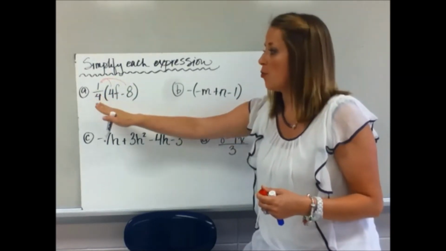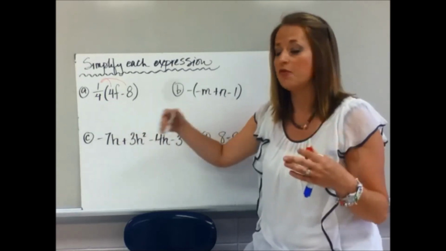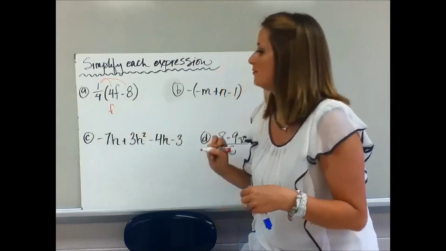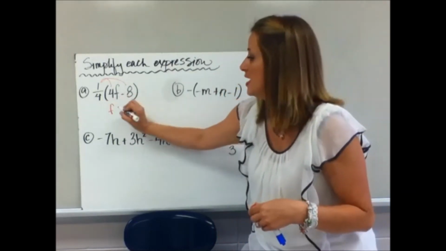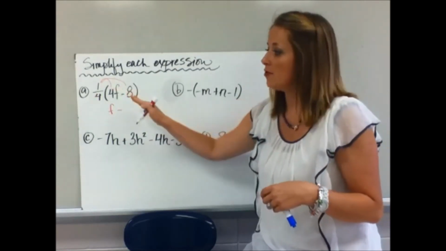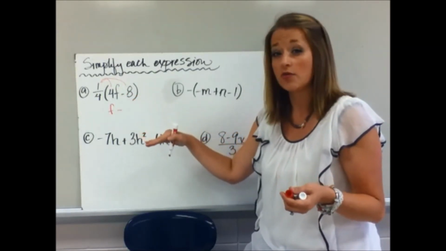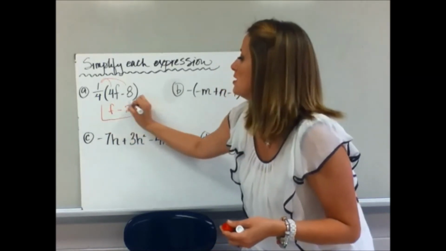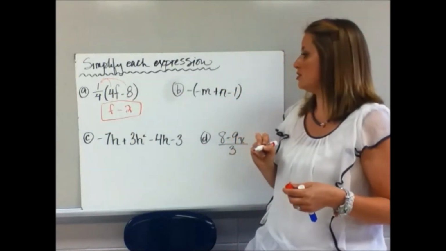In your head, multiply 1/4 times 4. That becomes 4 over 4, which is 1. 1f is simply f. It's a positive times a negative for the second multiplication. So it's going to be negative, and 1/4 times 8, that would be like 8 over 4, which is 2. So simplified, that is f minus 2.